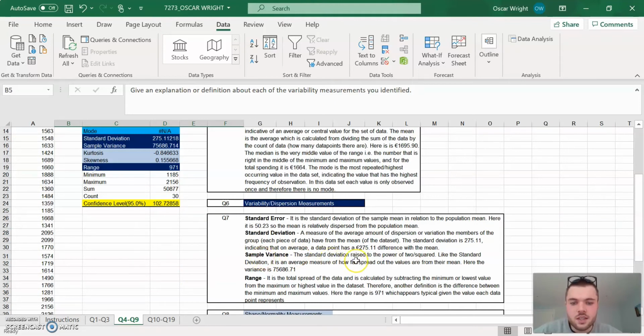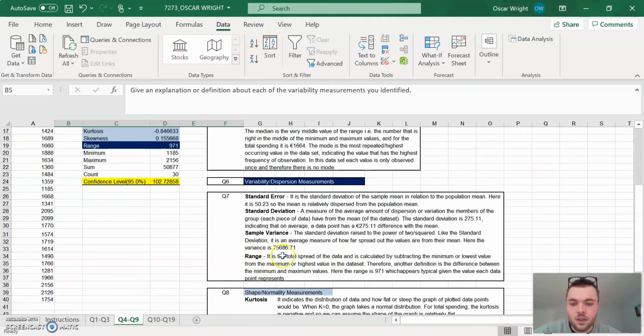The sample variance indicates a very similar thing to what the standard deviation indicates. Again, it's an indication of the spread, or how spread out the values are from their mean. It is calculated by taking the standard deviation and squaring it, or raising it to the power of 2. Here we can see the variance is 75686.714. Obviously the values are going to be bigger, which is as expected when you square the value.